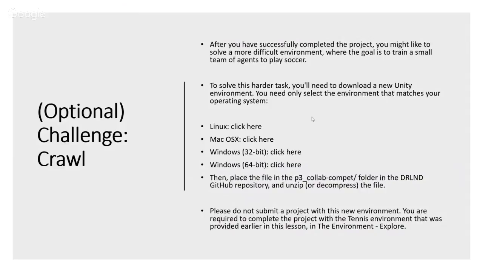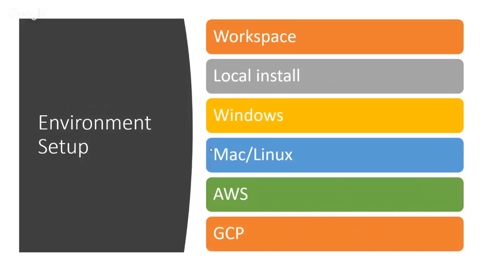Now I've got a couple of things messed up here. The optional challenge, which I've got as crawl because I've mixed up the different material here. But the project that you've got to do is the Collab Compete. You can also do a soccer one, which is great to do. So you've got the tennis environment and then a soccer one if you finish that. So maybe have a look at that as well.